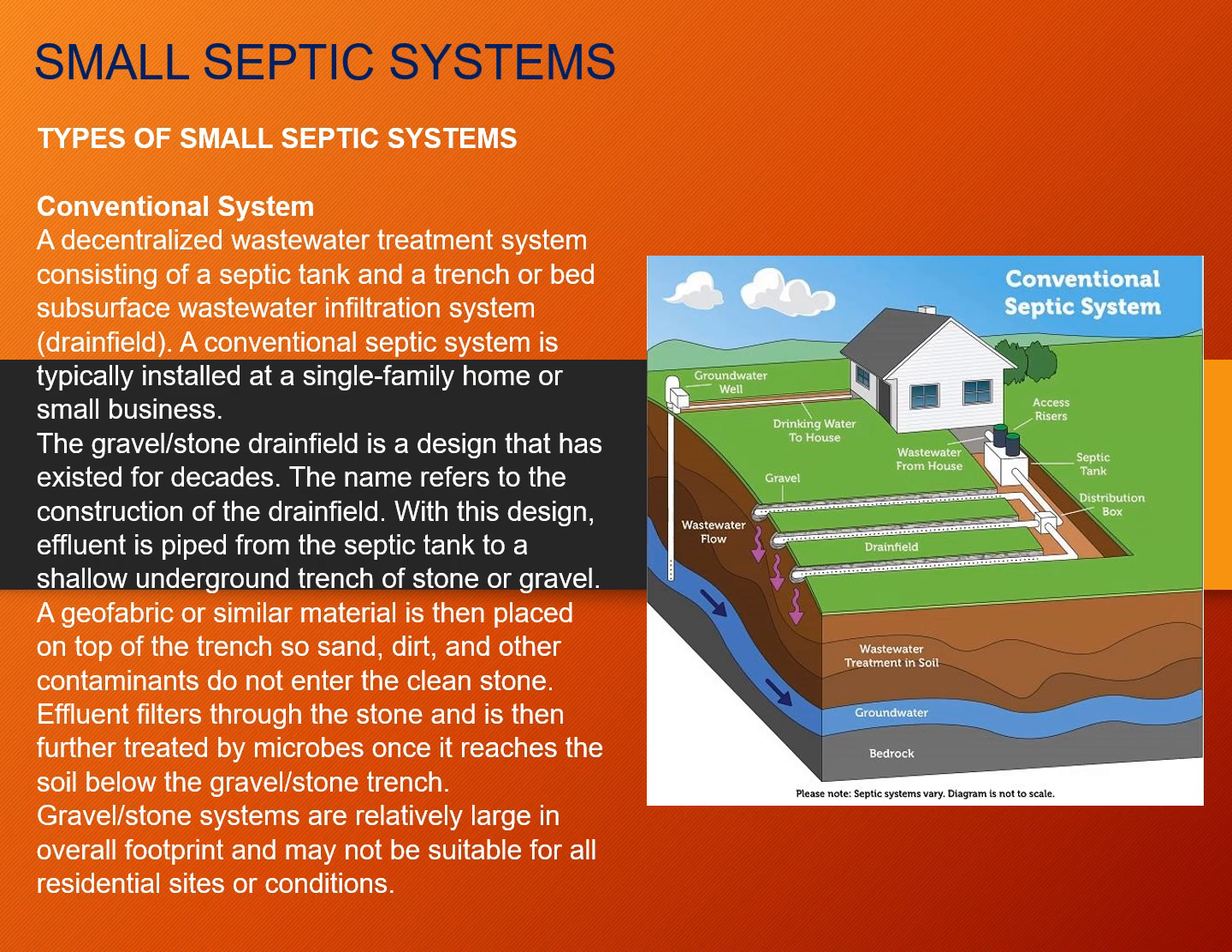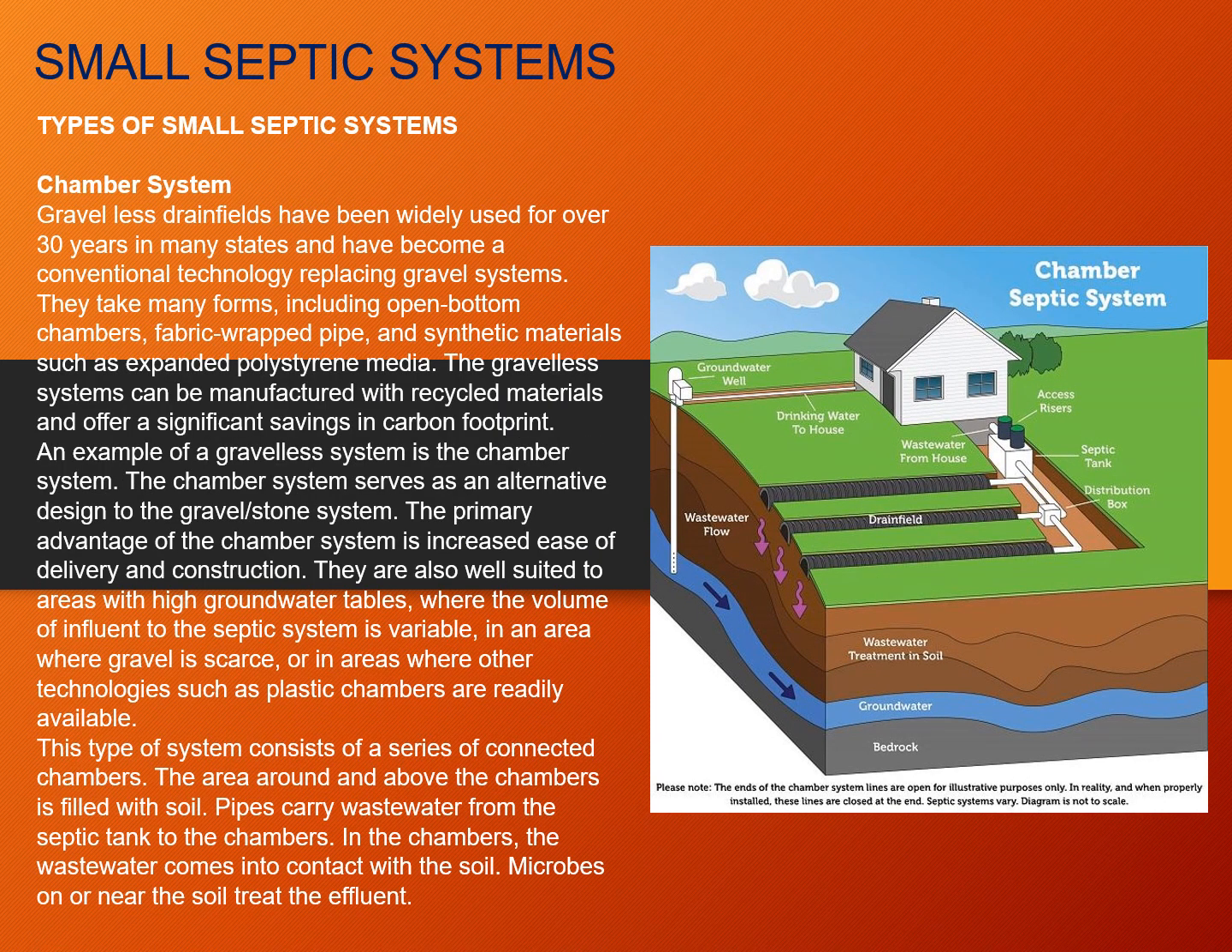The first type of small septic system is called the conventional, wherein the outflow of your septic tank is directed to a drain field. That is, if you have big areas to have it drained. If not, you drain it out to the city sewer system. The next type is called the chamber system, wherein the outflow from the septic tank goes to a distribution box, wherein it is now distributed to the drain field.